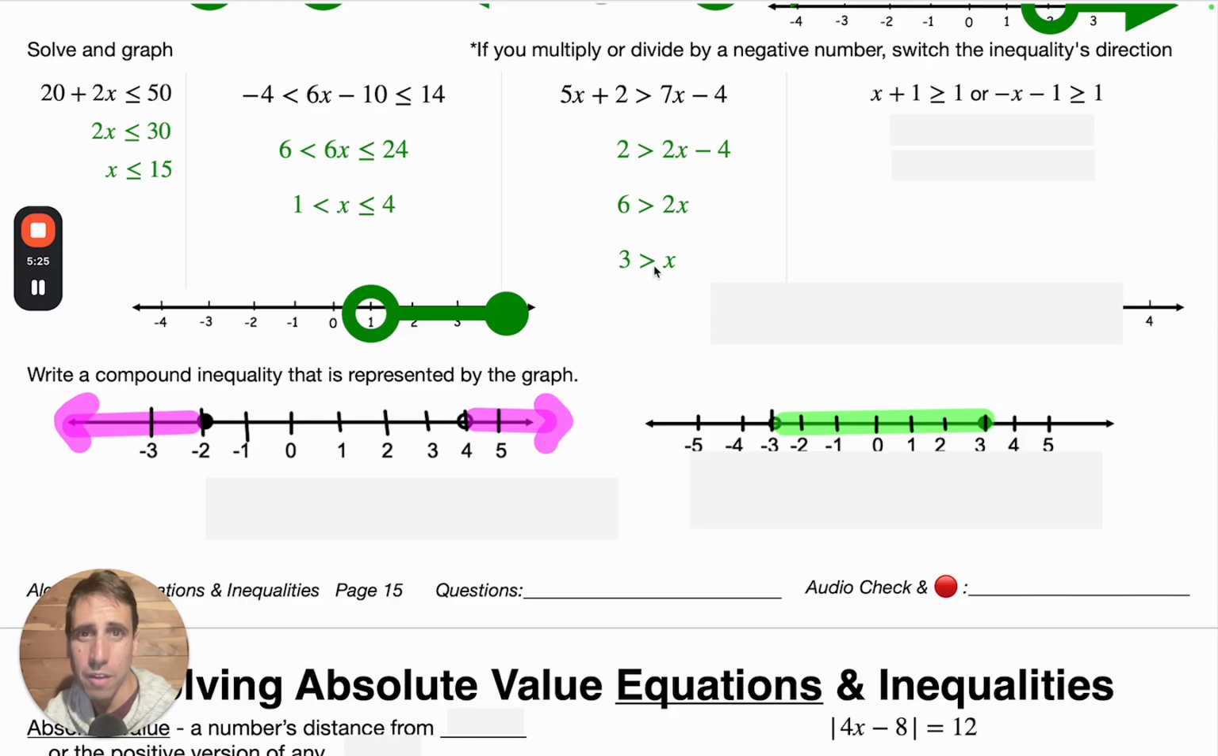This would be tricky to graph because it's 3 is greater than x, and so I'm going to go ahead and write it this way because it's just a bit more familiar. x is less than 3 is much easier to graph. You can see the graph would be going off in that direction.